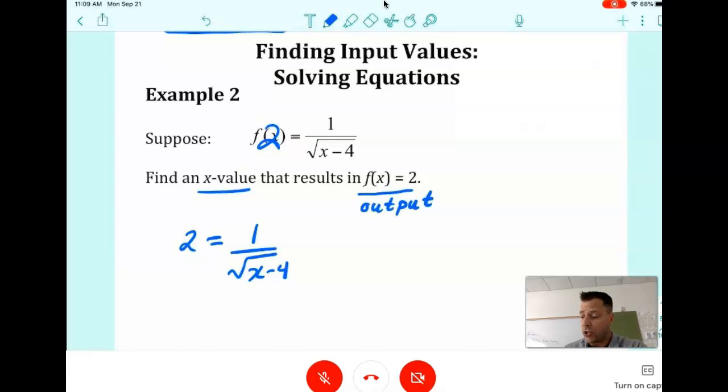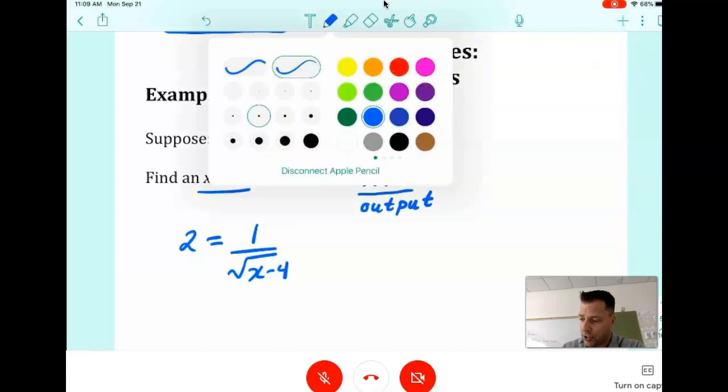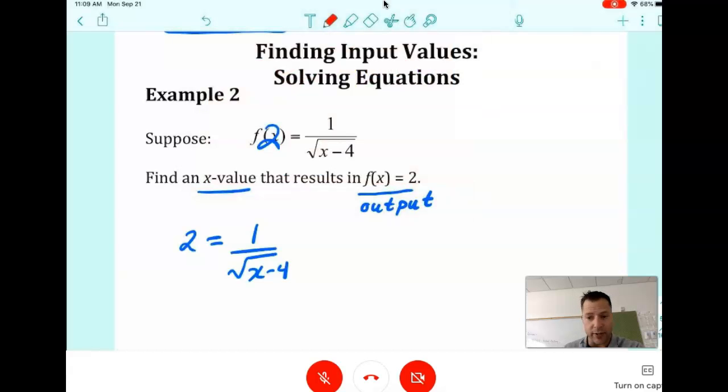There's a lot of ways you can start this. You can start by cross multiplying first. What I'm going to do is just square everything. I'm going to get rid of that square root in the denominator. So I'm going to square both sides of the equation. When I do that, I get 2 squared, which is 4, and that equals 1 squared, which is 1, all divided by, well, a square root and a square undo one another. They're inverses, so this just becomes, and let's make this red here, x minus 4.